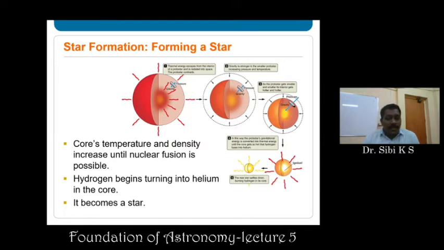And in this way, the protostar's gravitational energy is converted into thermal energy until the core gets so hot that hydrogen fuses into helium. The new star settles down, burning hydrogen in its core, and hydrogen begins to turn into helium, and that's how a star is formed.